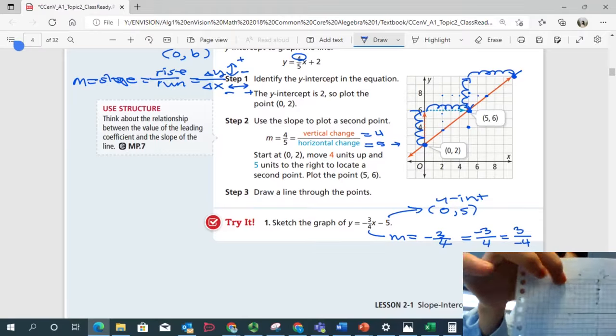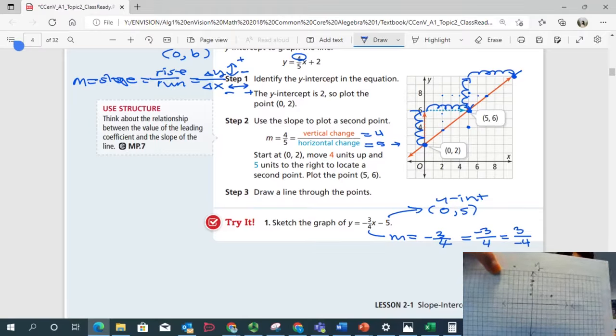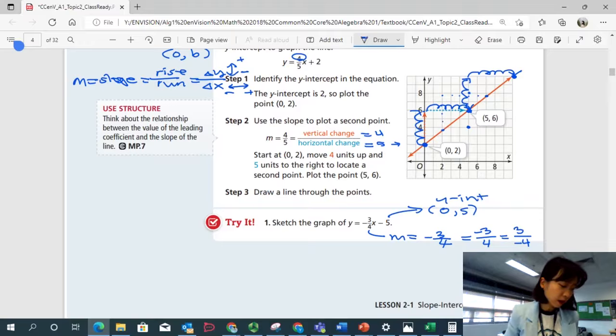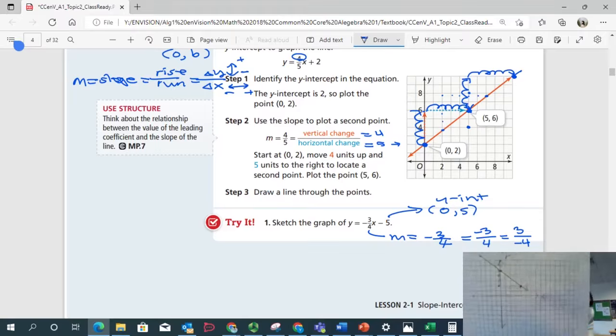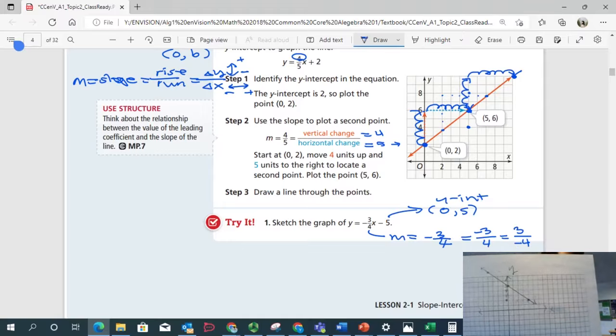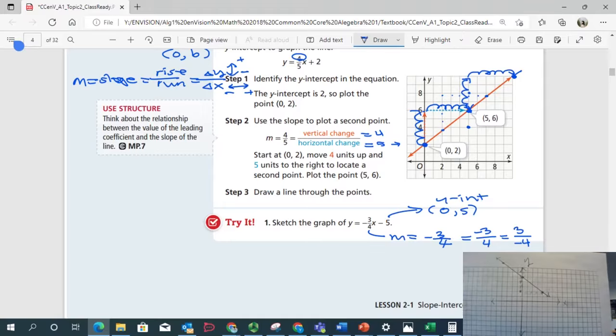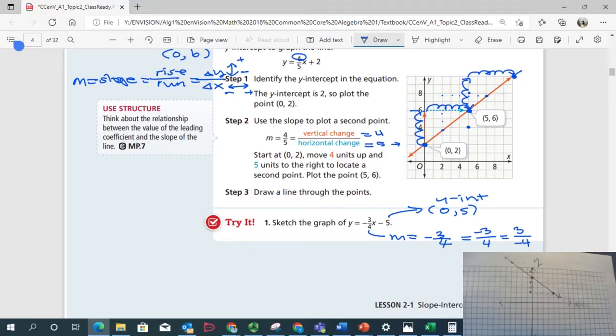Okay, or you could go this way. But they should all make a straight line. So draw a straight line across all the points that you have counted. You should be able to make a straight line through the points. And this is the answer for number 1.